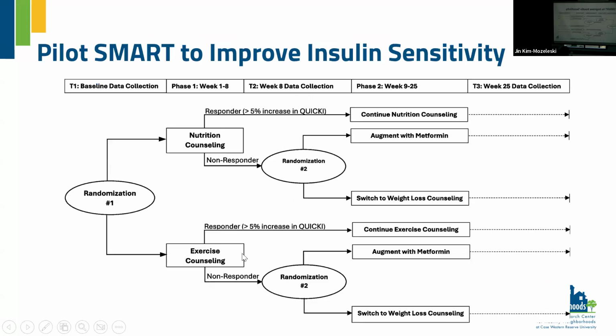So this is what the design looked like. I wanted to present this one first because it's pretty much identical to the baseline design that I showed. You have the first randomization to either nutrition counseling or exercise counseling. They defined a responder as a more than 5% increase in QUICKI. If you respond, you continue your initial counseling, so continue exercise counseling or nutrition counseling. If you do not respond, then you either augment with metformin or you switch to the other counseling method.